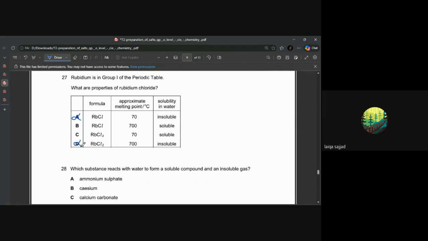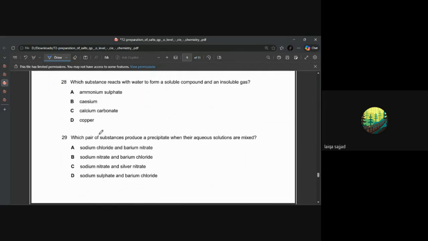What about B and C? B, very good. Why not C? The formula. Very good. Because it belongs to group 1, its valence is positive 1, and chloride has a charge of negative 1, so that as a whole it gives a zero charge. So it would be B.